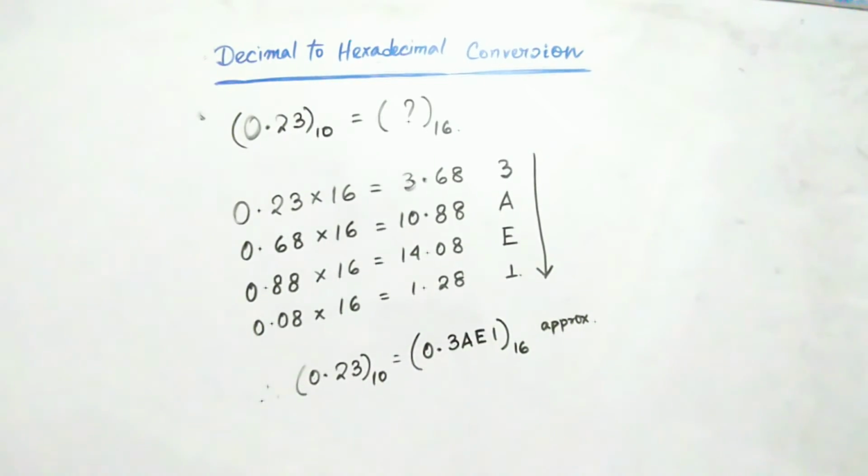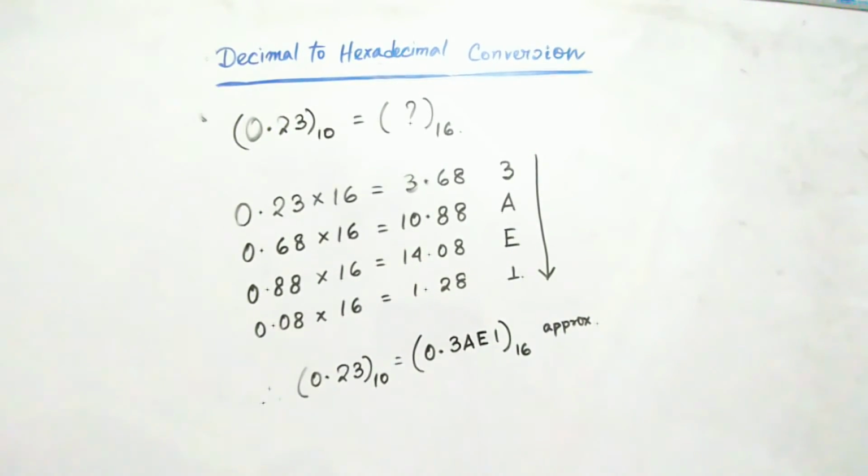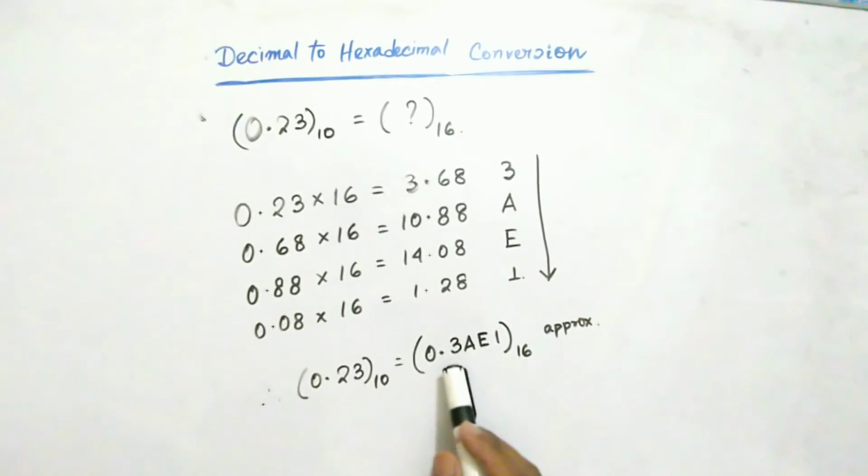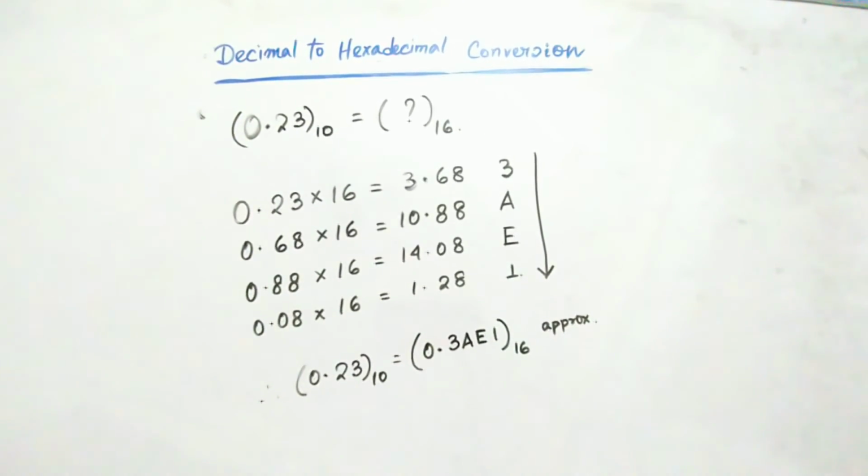Because it's a never-ending procedure, we will just do 4 to 5 steps and stop the multiplication process, and the result that we have got is correct up to 4 significant digits after the decimal. So this is the way we can convert a decimal number into its corresponding hexadecimal format.